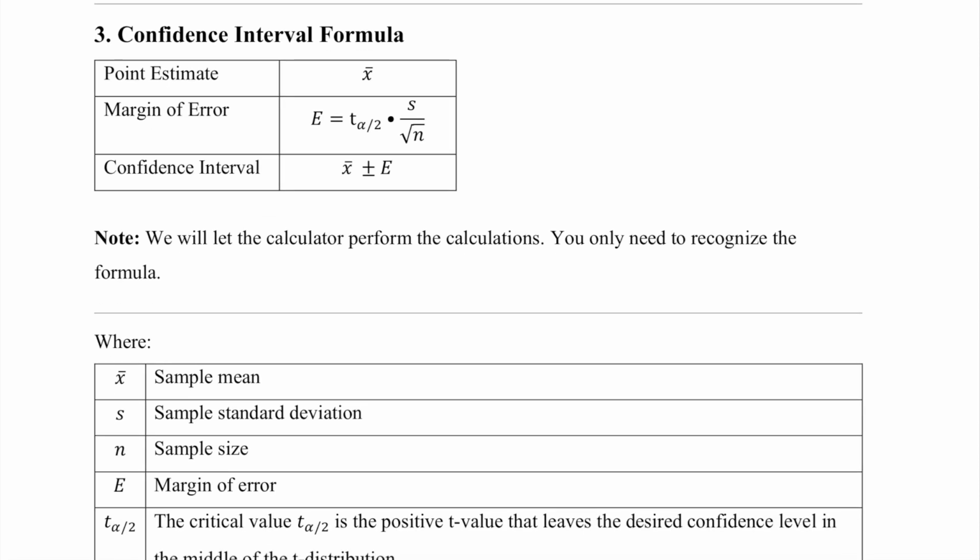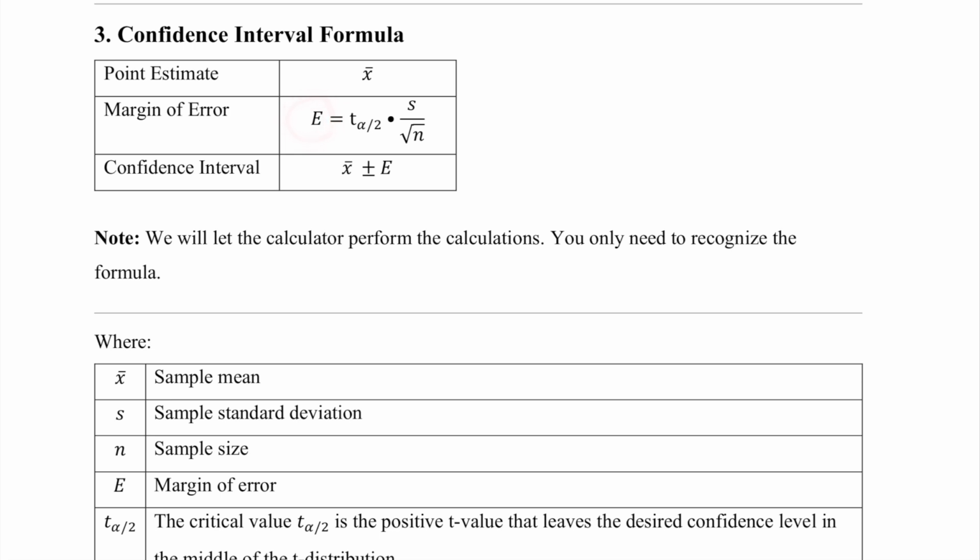Now, let's take a look at the confidence interval formula. Do not worry about calculating this by hand right now. In this course, we'll mostly use the TI-84 calculator to construct confidence intervals. For now, I just want you to recognize the formula and understand what each part means. The confidence interval is x bar plus or minus E, where x bar is the sample mean or the point estimate, and E is the margin of error.